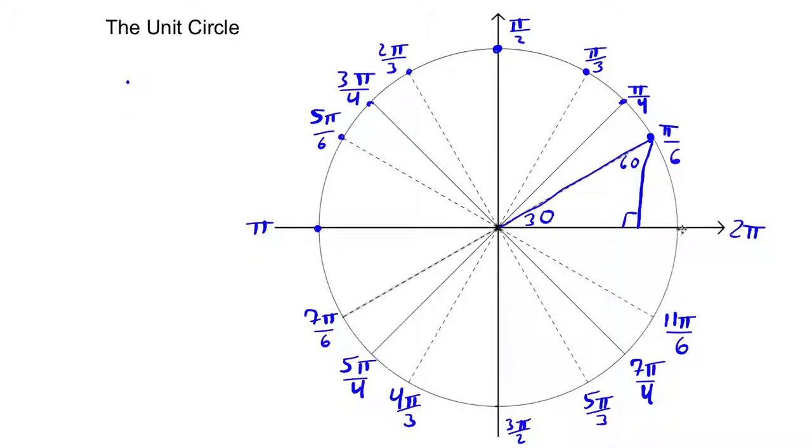So the radius is 1. So if this is 0 to 1, the y value doesn't change. So this point right here is just 1, 0. If we go in the negative direction for pi, it's negative 1, 0. If we go straight up, we get 0, 1. And if we go straight down, we get 0, negative 1.